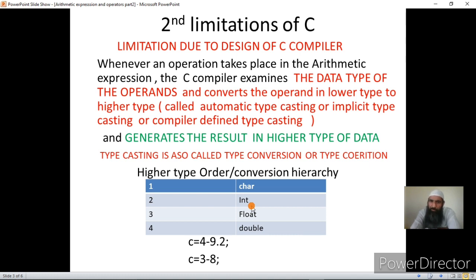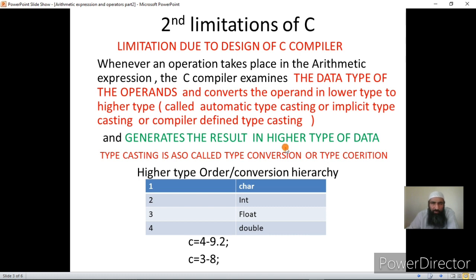Okay, you have to understand this phenomenon, and once the conversion is done, the next step is it does the operation and produces the result in the higher type of the data. Now this conversion is called typecasting, but automatic typecasting. And there is another name of typecasting called type coercion or type conversion. So automatic typecasting or automatic type conversion or automatic type coercion are one and the same thing.